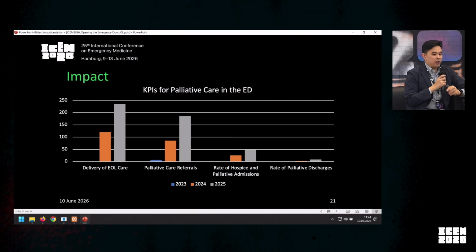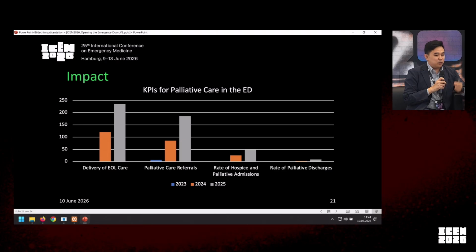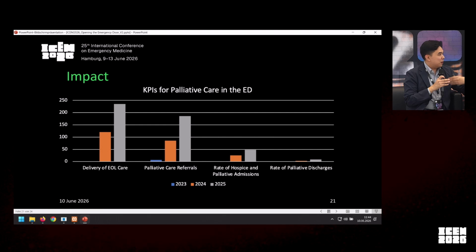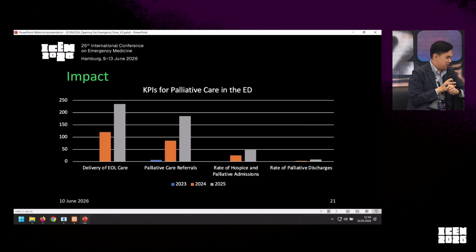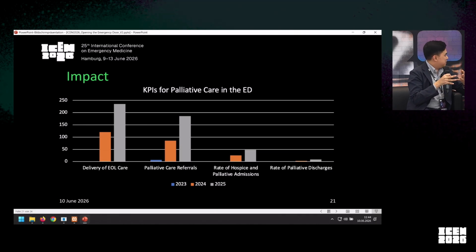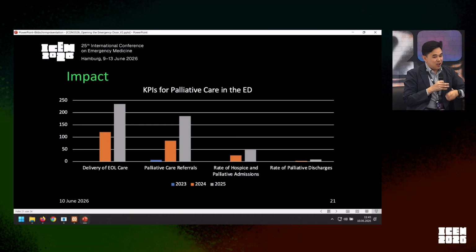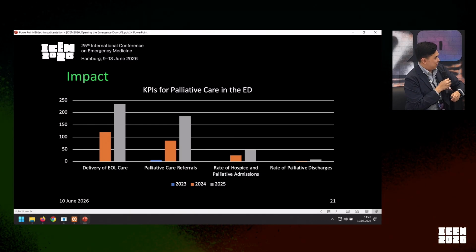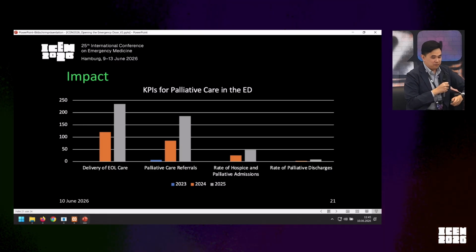And just to let you know, this is the impact of all the work that we've done for about 2 years. We've noted from 2023 to 2025 an increased delivery of end-of-life care in the ED. We have increased palliative care referrals. We have a higher rate of hospice and palliative admissions, meaning the beds are now being utilized, moving patients to hospice beds. And lastly, we also have an increased rate of palliative discharges. Patients who do not need to be admitted are now sent home and taken care of at home.